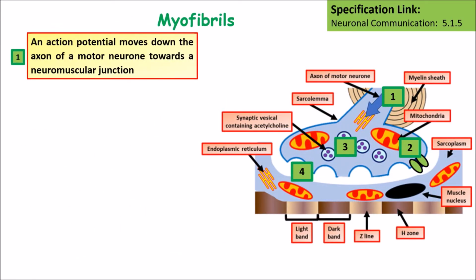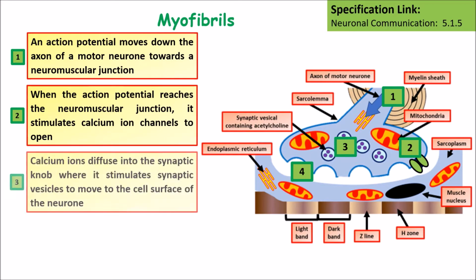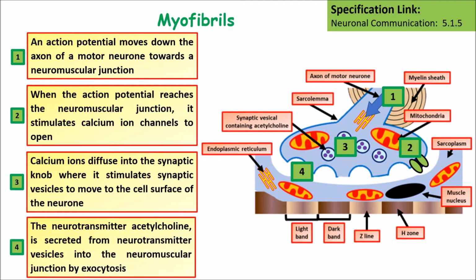So an action potential moves down the axon of a motor neuron towards the neuromuscular junction. When the action potential reaches the neuromuscular junction, it stimulates calcium ion channels to open. Calcium ions diffuse into the synaptic knob, where it stimulates synaptic vesicles to move to the cell surface of the neuron. The neurotransmitter acetylcholine is secreted from the neurotransmitter vesicles into the neuromuscular junction by exocytosis.